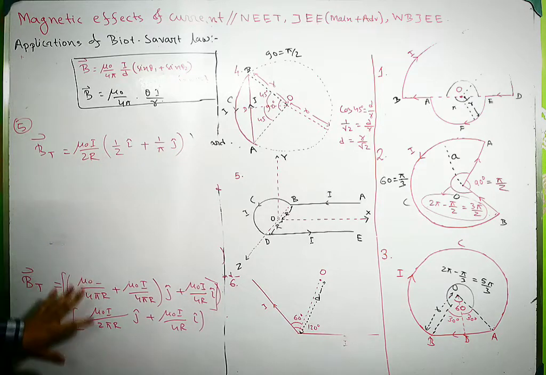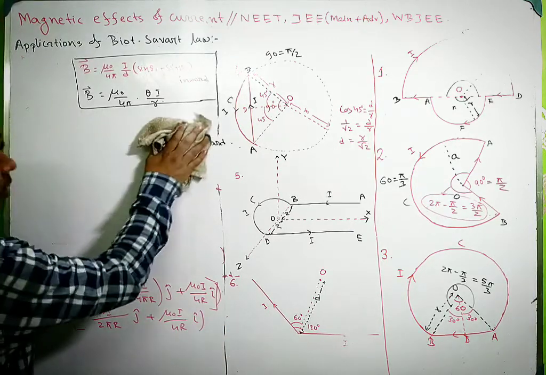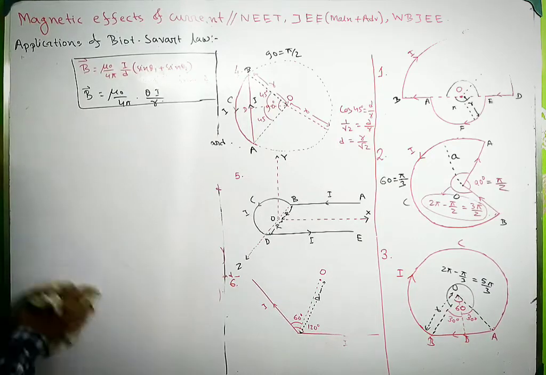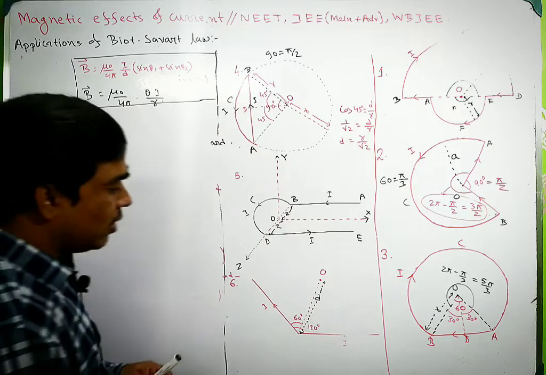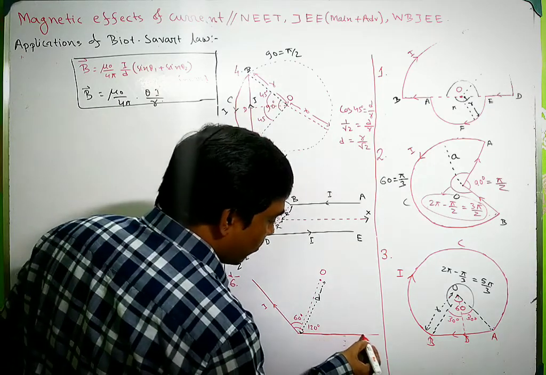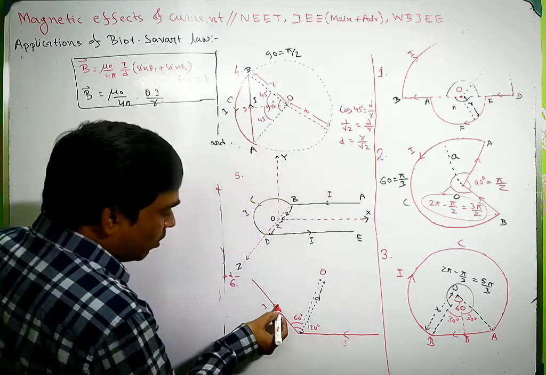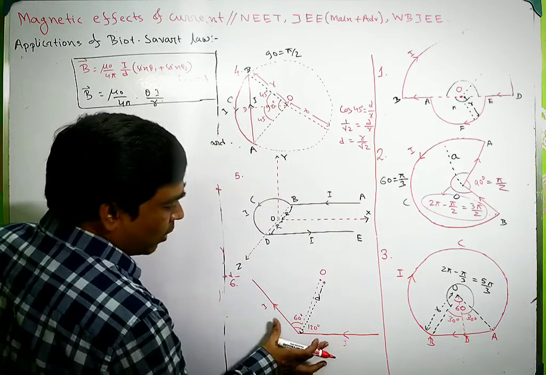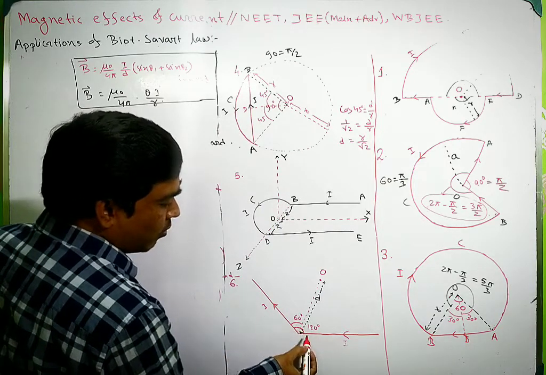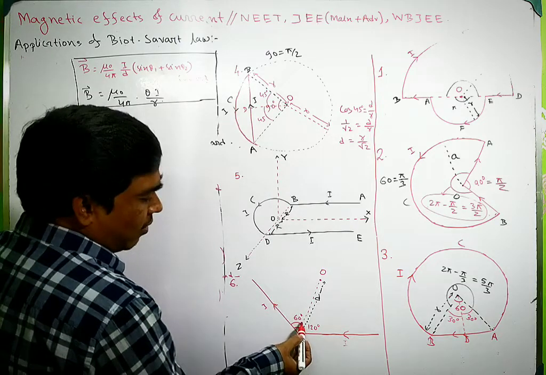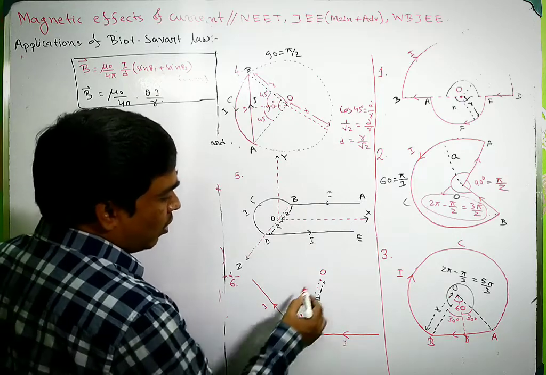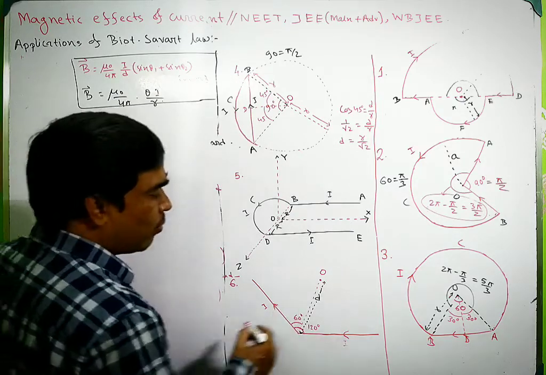Okay, this is the magnetic field. Now this is another problem. What is problem number 6? This problem has an infinite wire, and this is also an infinite wire. The angle between these two wires is 120 degrees, and this angle is only 60 degrees. So you have to calculate the magnetic field at this point.